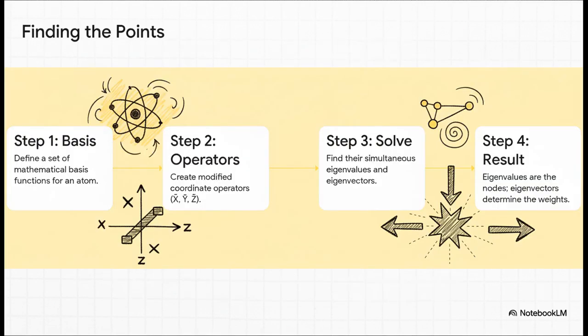So, how in the world do they find these magic points? Well, it's this really clever four-step procedure. First, you start by describing the atom with a set of mathematical functions. Then, you use those to create these special operators for the x, y, and z coordinates. Now, step 3. This is really the heart of the whole thing. It uses a bit of linear algebra to find something called eigenvalues and eigenvectors. And look, we're not going to get totally lost in the math here, but what's so brilliant is that the solution to this step automatically gives you everything you need for step 4. The eigenvalues become the exact locations of your points, and the eigenvectors give you the perfect weights. It's just an incredibly elegant way to get the right answer.